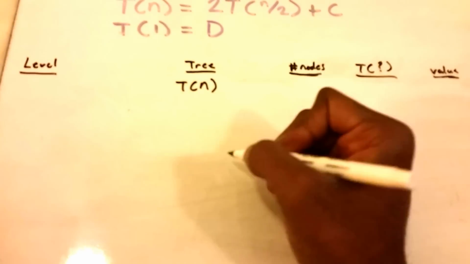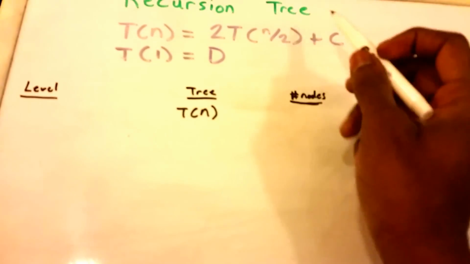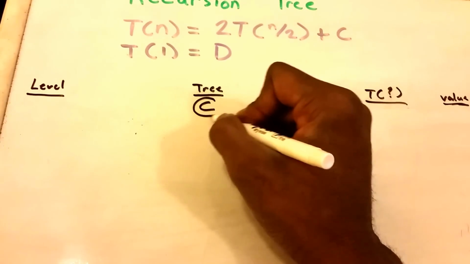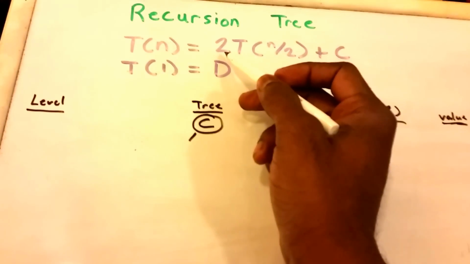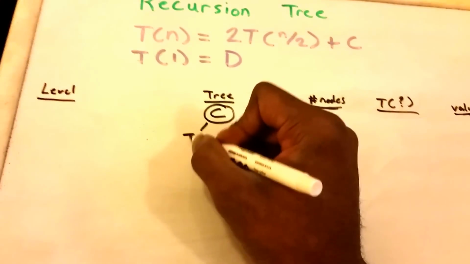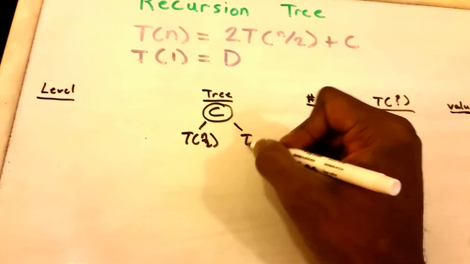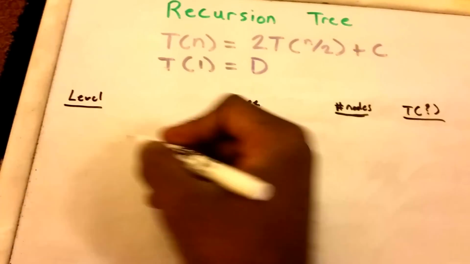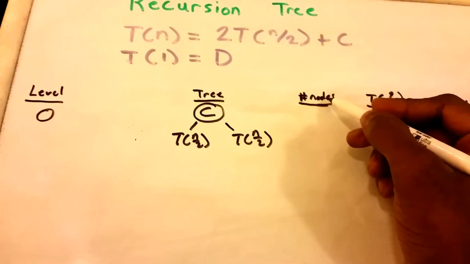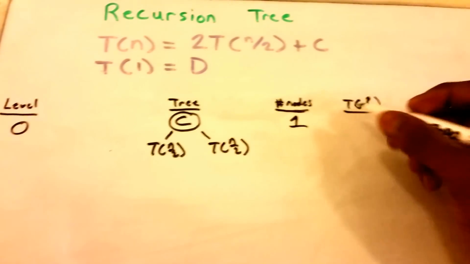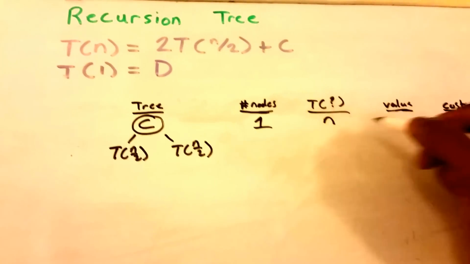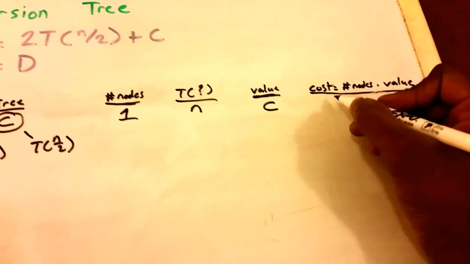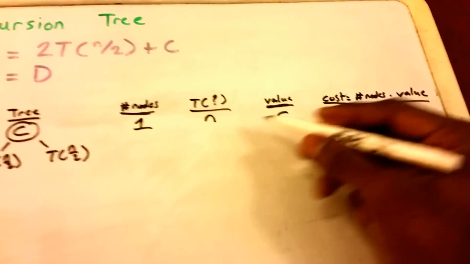So we're going to start off with T of n, and T of n is going to return C, and then we have to figure out what 2 times T of n divided by 2 returns. So that's T of n divided by 2 and T of n divided by 2, because we have 2 times T of n divided by 2. So of course this is level 0, and the number of nodes at this level is 1, and the input value here was n, and the value that we get is C, and the cost of course is 1 times C, the number of nodes times our value.